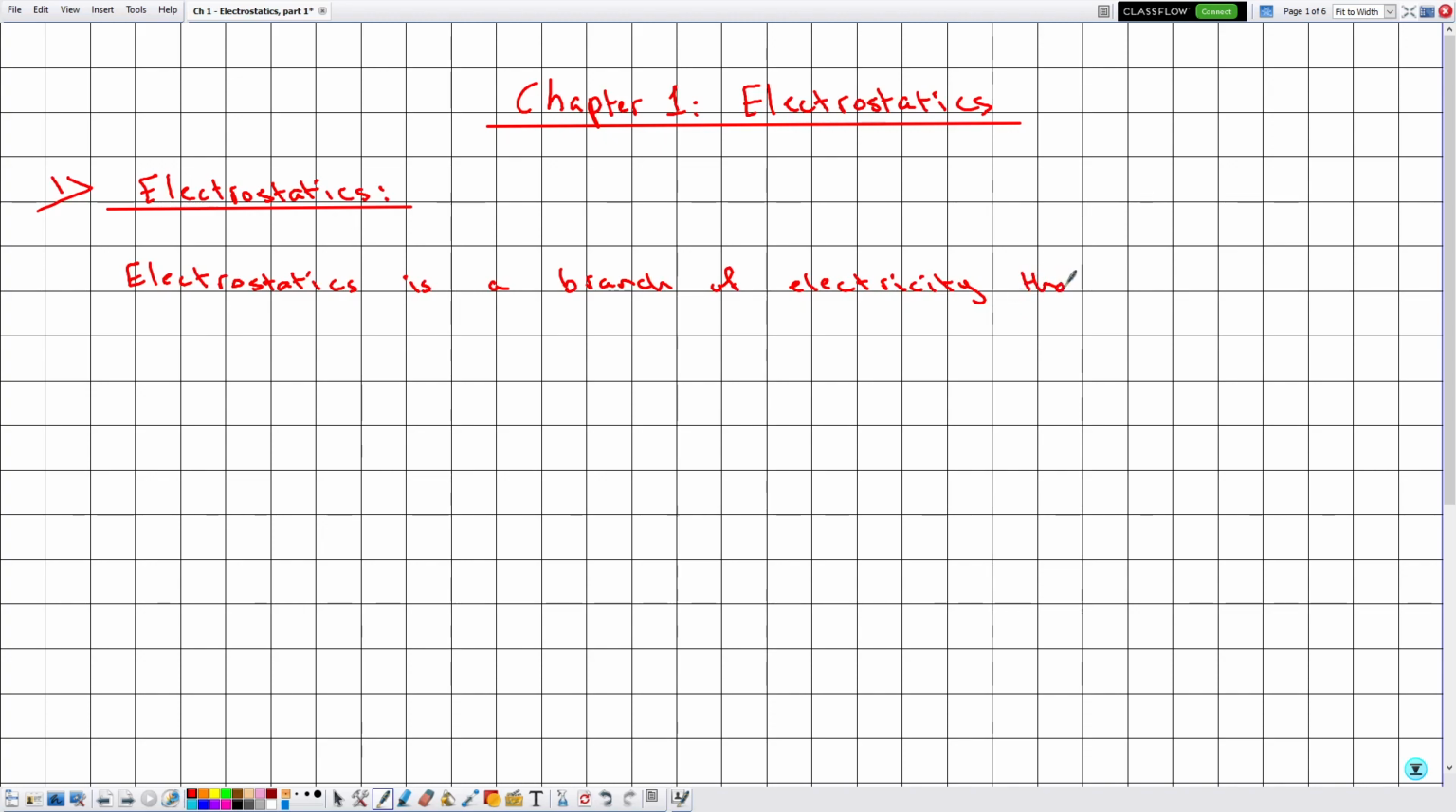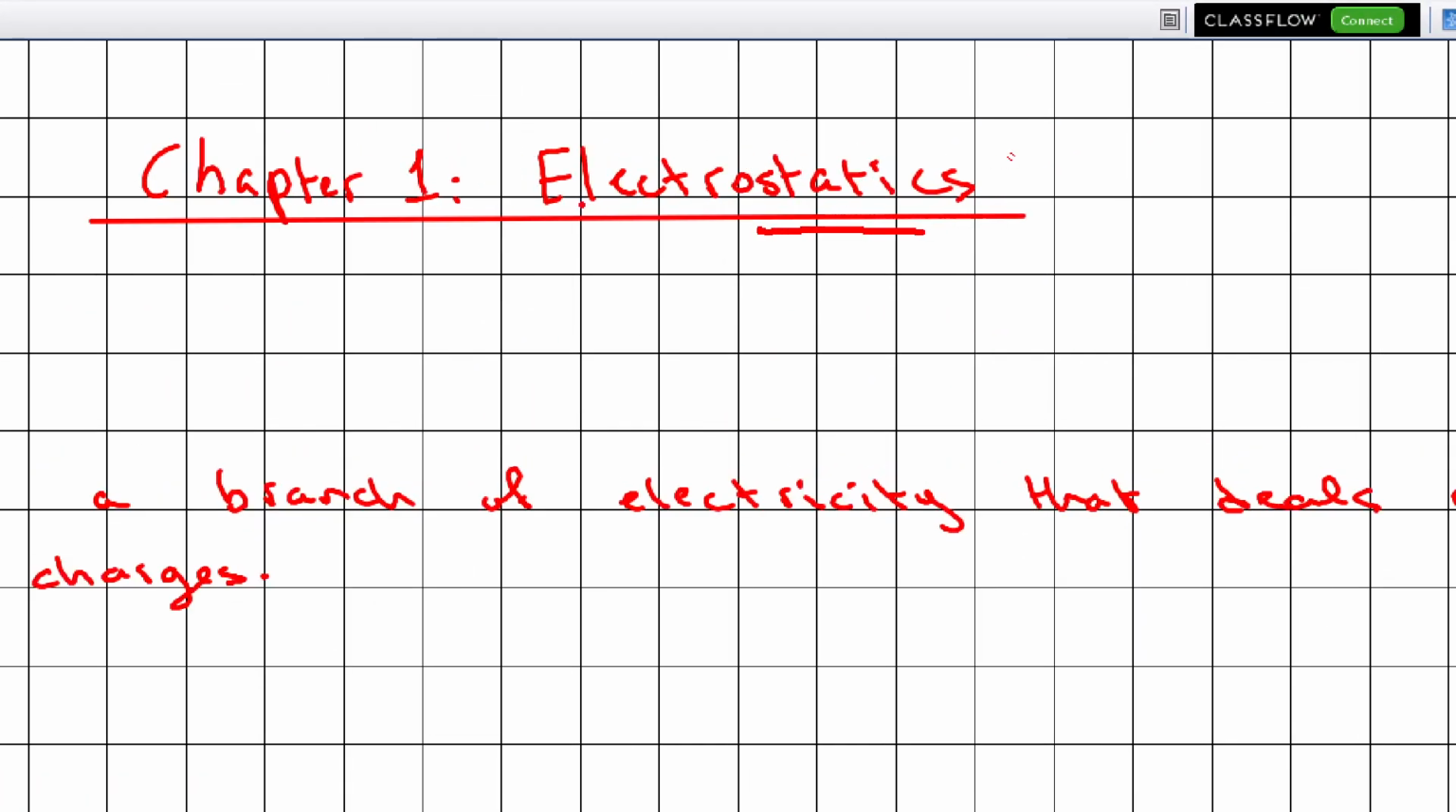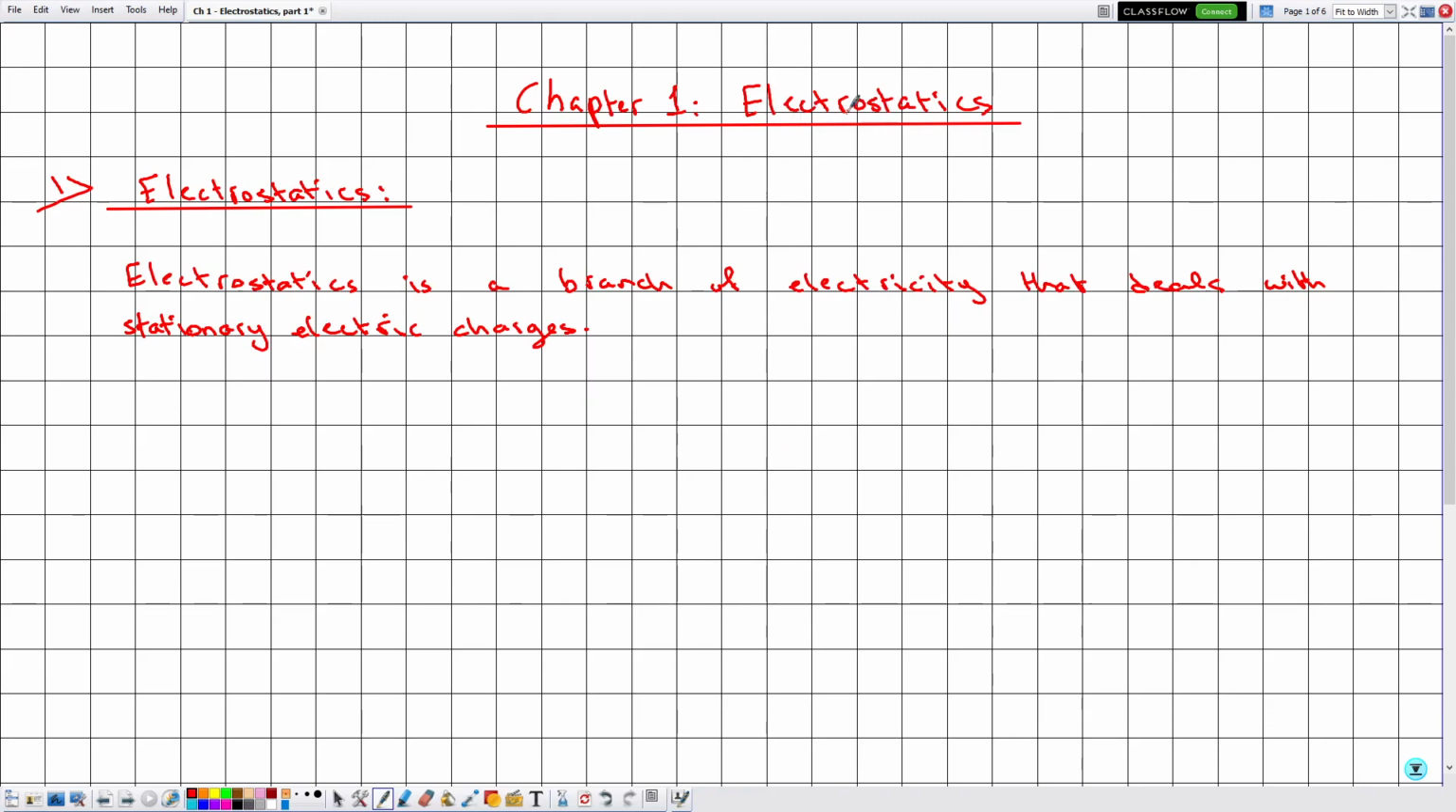that deals with the stationary electric charges. And now stationary refers to static. And the first part of this title refers to electricity. Now, as I mentioned previously, throughout this chapter we're going to understand more what is meant by electrostatics.